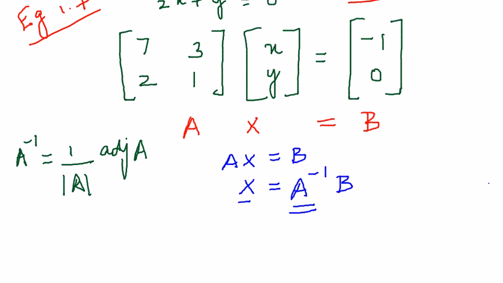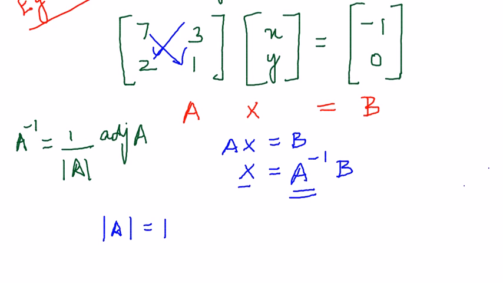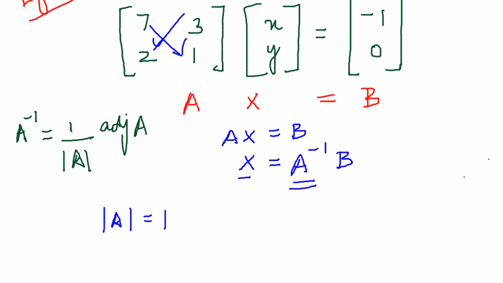Okay, so we'll start by finding mod A. Mod A is equal to this into this minus this into this. So 7 minus 6, which is 1. Now let's proceed by finding the adjoint of A. To find the adjoint of A, we have to find the cofactors first, right?